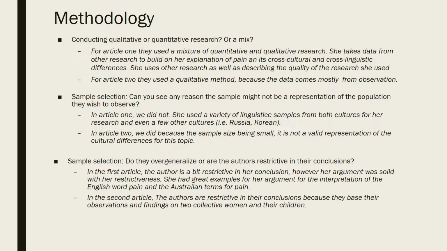And then, did they overgeneralize or are the authors restrictive in their conclusions? In the first article, the author was a bit restrictive because she was more towards the natural semantic meta-language techniques that should be used, but her arguments were solid with her restrictiveness and being able to have a universal language for pain, and she used great examples in her argument for the interpretation of the English word pain in the Australian terms for pain.